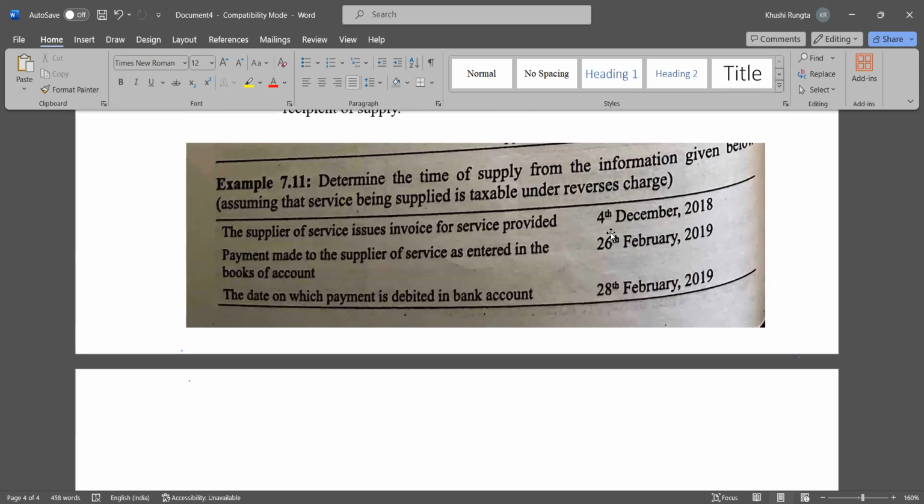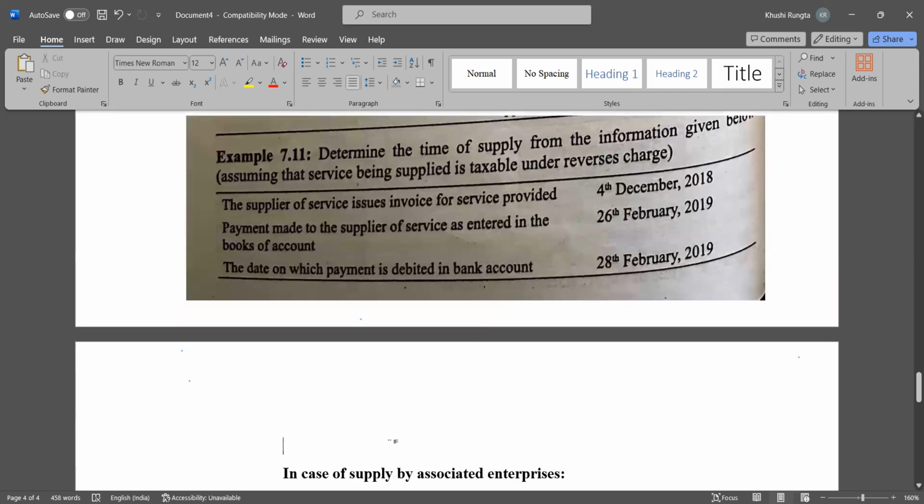So let's solve a question. Determine the time of supply, assuming that the service being supplied is taxable under reverse charge. Okay, now it is mentioned reverse charge. Now what information is given to us? The supplier of service issued invoice on 4th December. From the date of issue of invoice, we have to calculate the 61st day. Don't calculate from 4th December. From the next day, you will always calculate. Don't include 4th December. So if you calculate, you will arrive at 3rd Feb 2019.